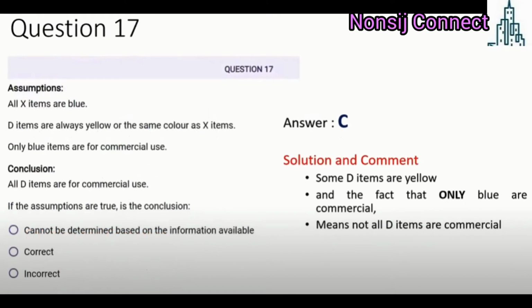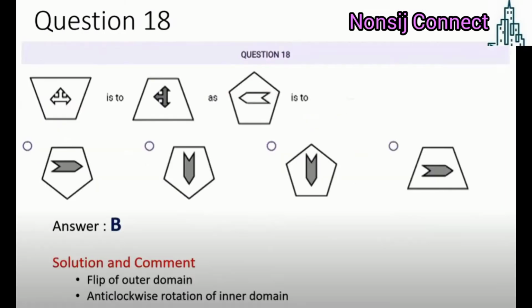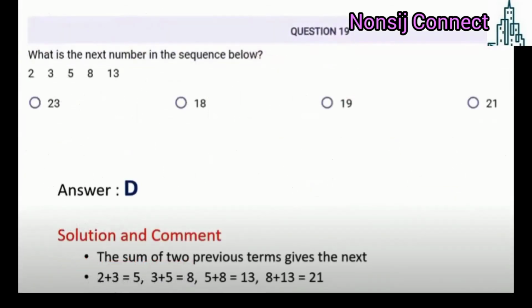All X items are blue. I've solved this question before, so C is the answer. Here, the arrow is moving clockwise, so you find out that the other one will shoot down, which is B. B is the answer. What is the next number in the sequence?